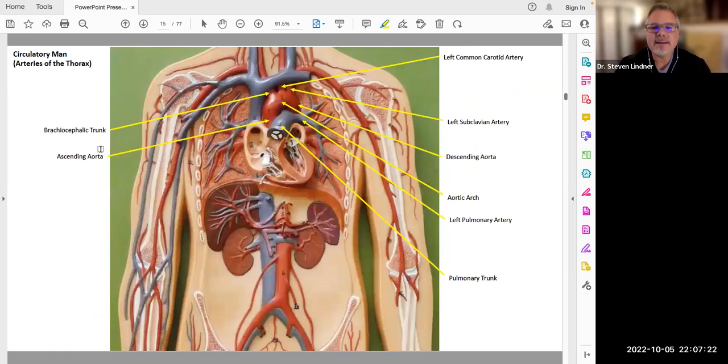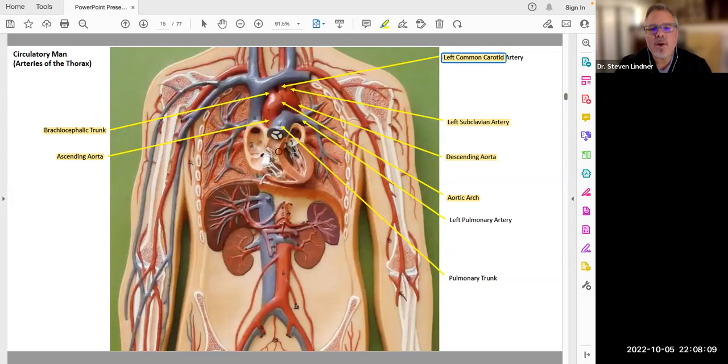Let's take a look here. We're still on Flat Stanley. This one shows clearly the arch of the aorta. Here's the ascending aorta, so it goes ascending, arch, descending aorta. We can now see the three branches coming off of the arch of the aorta. There's the brachiocephalic trunk, that's on the right side. There's the left common carotid artery. And there is the left subclavian artery.